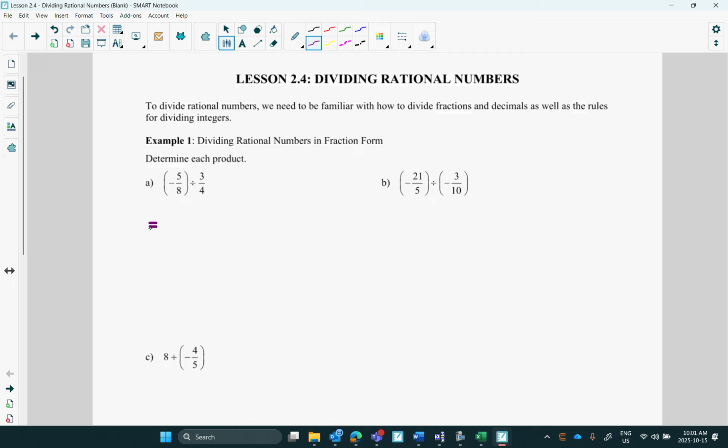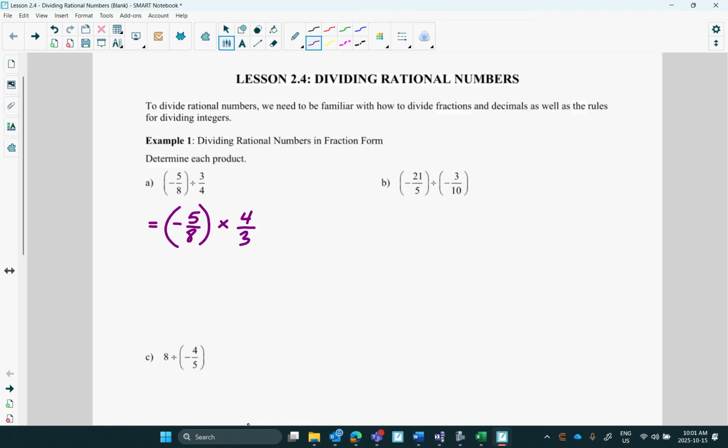So this would be the same as negative 5 over 8 times what? 4 over 3. Now we're back to multiplying again, just like in the previous lesson. Look to cancel first, then multiply the numerators, multiply the denominators to get your final answer.